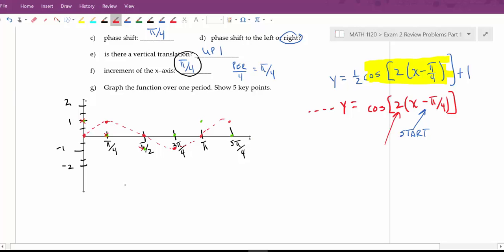This thing right here is built into this increment change. So just by doing that increment change, we've taken care of that period change. We just need to start at the phase shift, okay? So what do we have on this now?